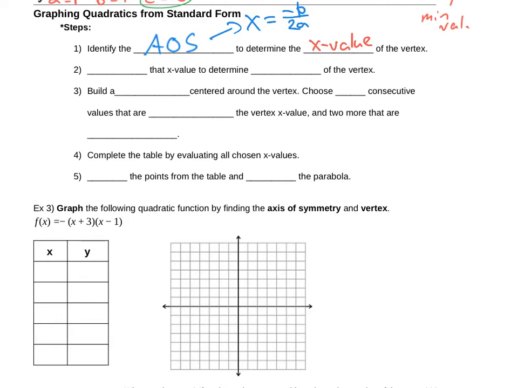So once you have that, what do you do to find the y value? You evaluate. So these are steps we've already done. Evaluate that x value to determine the y value of the vertex. Now you could write that vertex in coordinate form. Fill these notes out, right? Third is build a smart table. Not just a table of random x values, but a smart table.